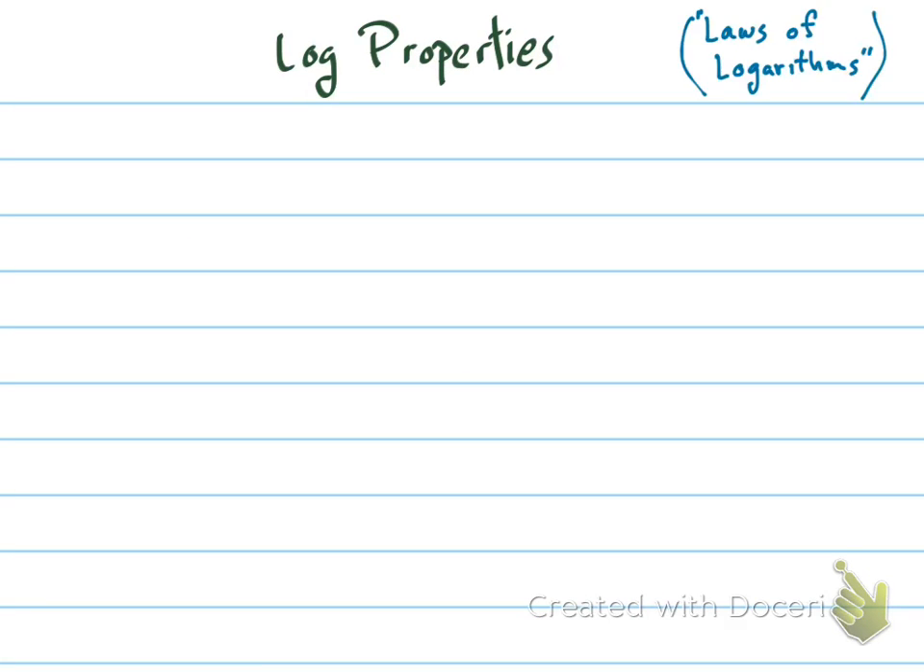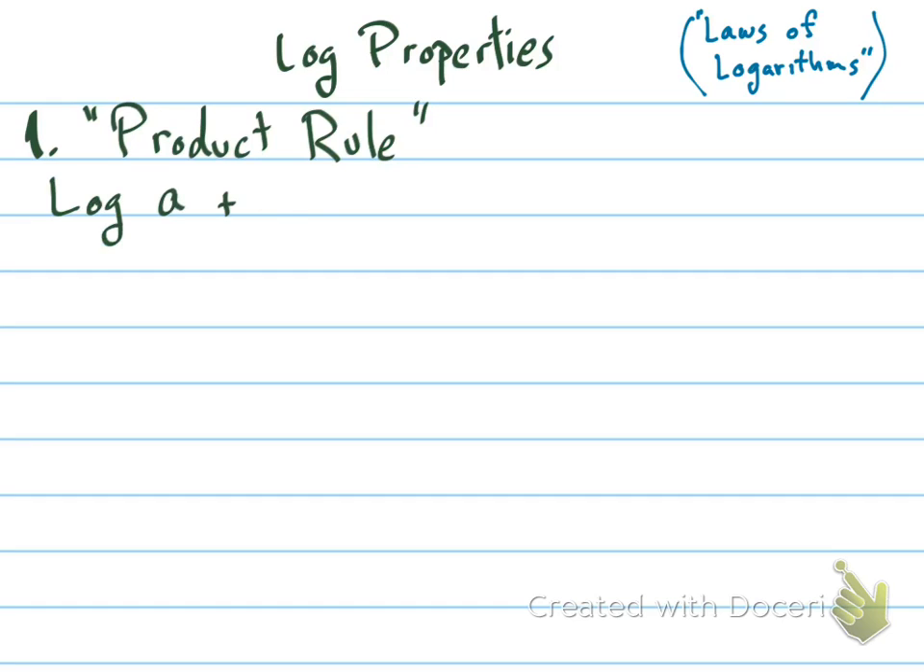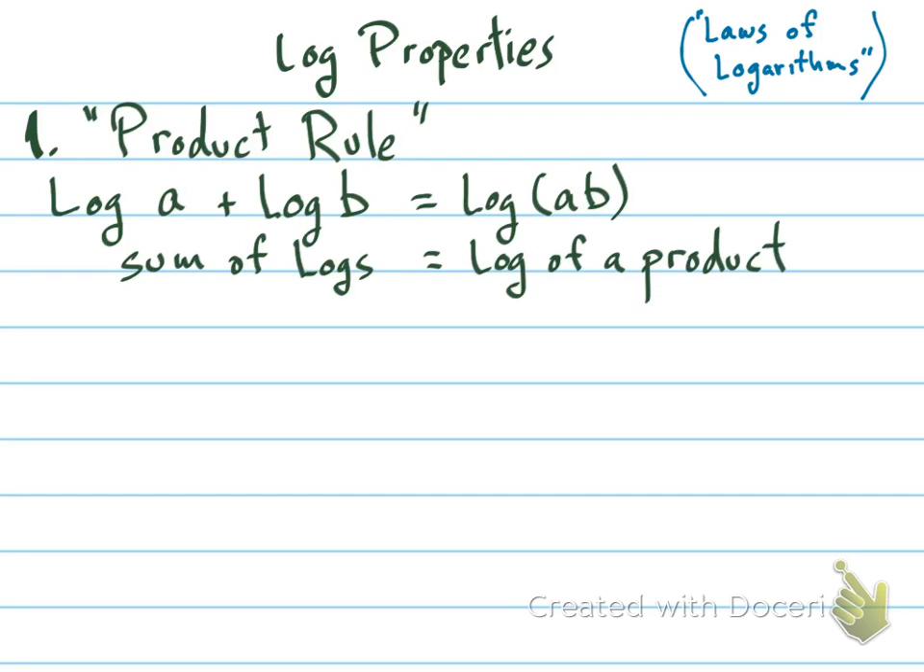The first log property, sometimes called the laws of logarithms, is called the product rule, and it looks like this. The log of a plus the log of b equals log of a times b. If you wanted to put that into words, you could say that a sum of logs is equal to the log of a product. And the product is the arguments of those two logs. So log a and log b, the arguments are a and b, and you multiply them together, and that's the log of a product. So there's the product rule. We'll see how that works out in some other examples pretty soon.